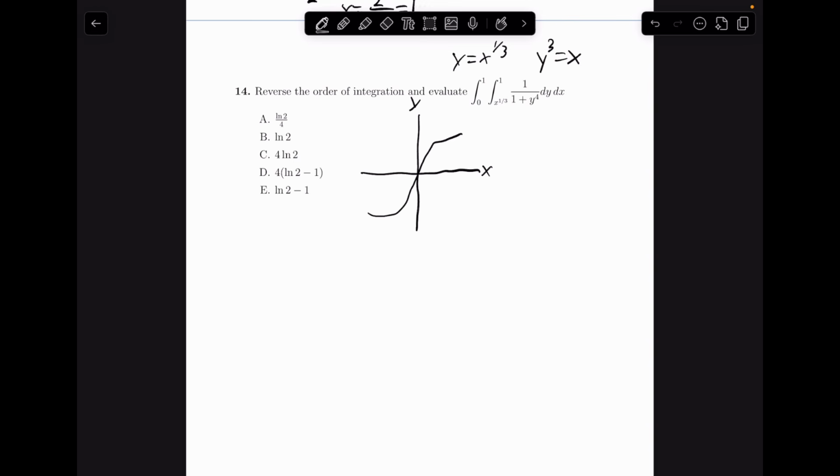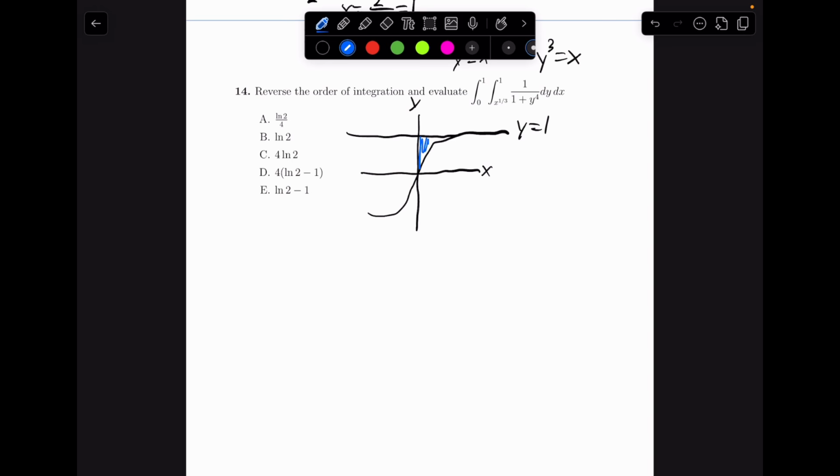I'm just kidding. Okay, so that's our bottom bound here. Top bound is going to be this, which is y equals 1. And then we're really just integrating this region right here. And I guess this right here, this is x equals 1.